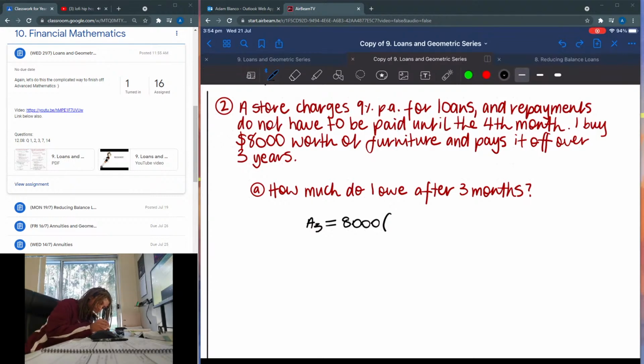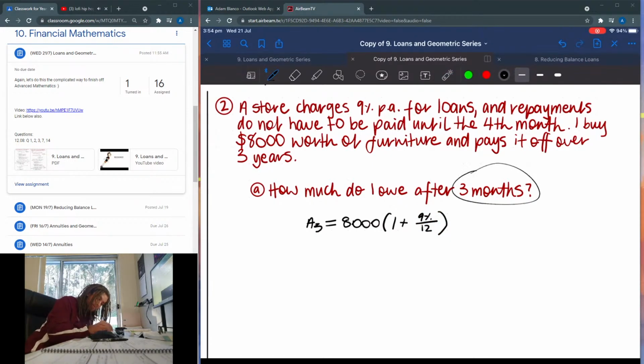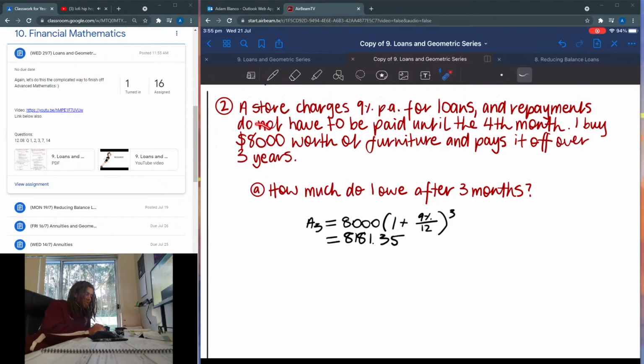So let's just do this. 1 plus 9% divided by 12, because the 9% is per annum. And then 3 months. So rather than this being a 1, I could just accumulate this for 3 months. And that should give me, off the top of my head, 1.35. That's how much I owe. So you can see that I started with $8,000 and now I owe a little bit more, which makes sense because I haven't paid anything, but it's been compounding. If you end up with an answer that's less, that doesn't really make any sense.